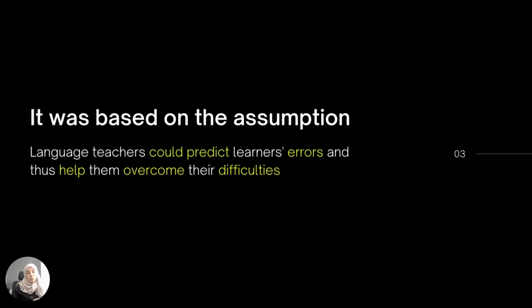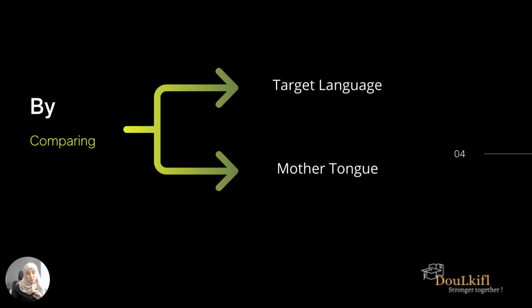It is also good to know that it was based on the assumption that language teachers could predict learners' errors and thus help them overcome their difficulties. So the main objective and the main goal and purpose of CA was to enable teachers to predict learners' errors before they occur to help them overcome their difficulties. Now, you may ask me to specify, what do you mean exactly by comparing two languages? So we do compare the target language, which is the new language or the L2, the language that the learner wishes to learn, with the mother tongue, which is the native language or the L1. And that's to do what? That's to spot the difficulties, to spot the similarities and the differences between these two languages.